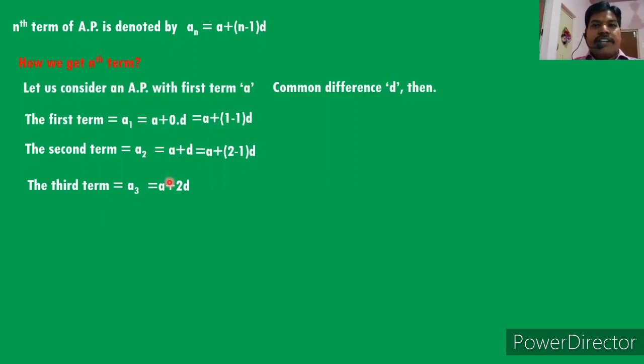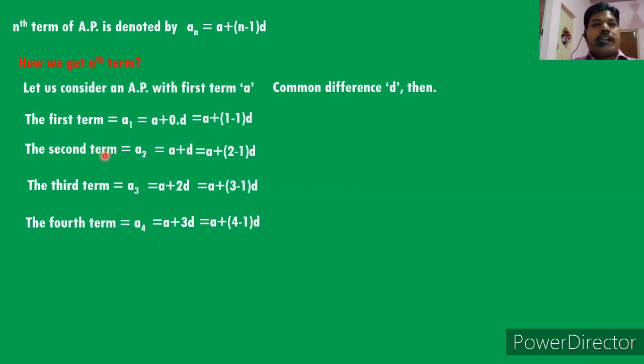A plus d. Next term is a plus 2d. So this 2 can be written as a plus 3 minus 1 into d. Next we can take one more term, the fourth term. What is the fourth term, a4? A plus 2d, just add d and you will get the next term. What is that one? A plus 3d. So a plus 3d can be written as a plus 4 minus 1 into d. The fourth term can be written as a plus 4 minus 1 into d.